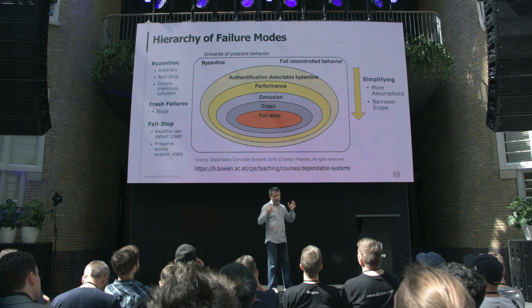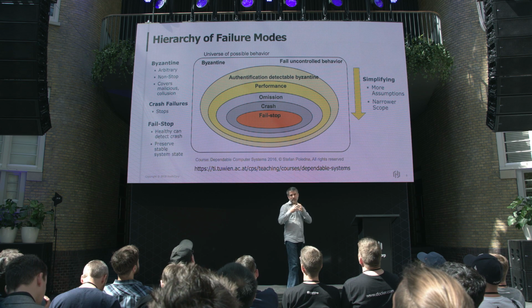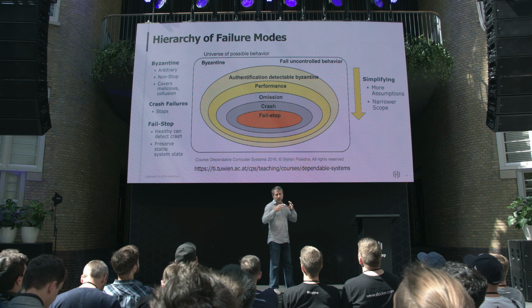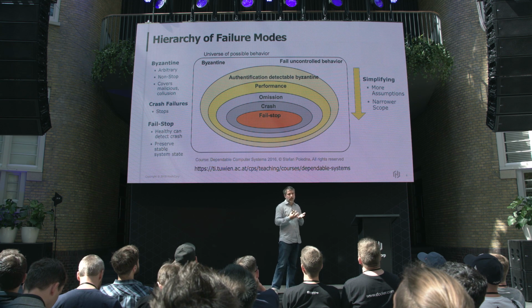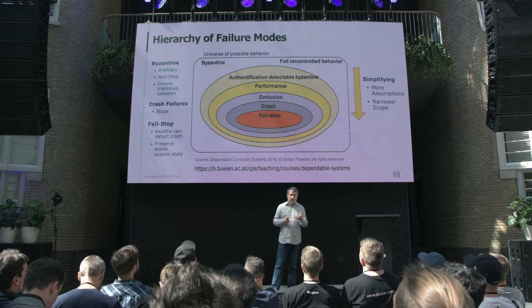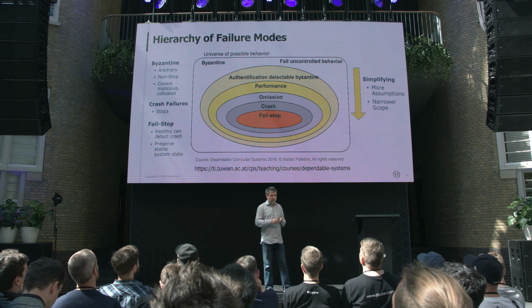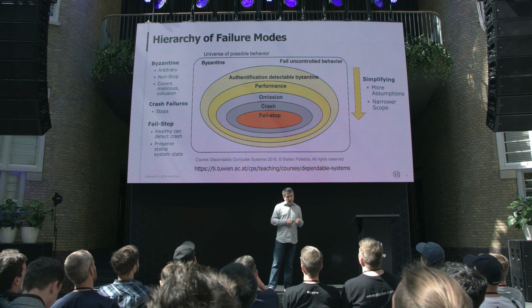And then there's a sort of narrowing down. Each ring here, we're going in, we're making some simplifying assumptions. We're reducing the scope and making it more of a tractable problem. How can we actually implement a failure detector that can find this particular class of failure? And then right in the middle there, you have fail stop.